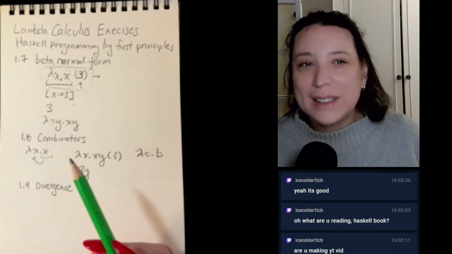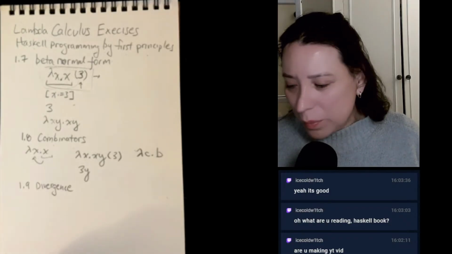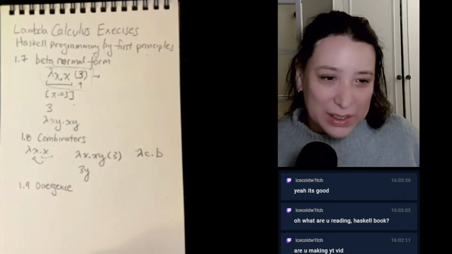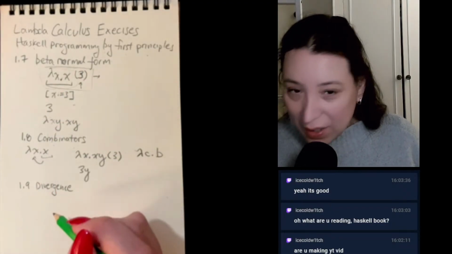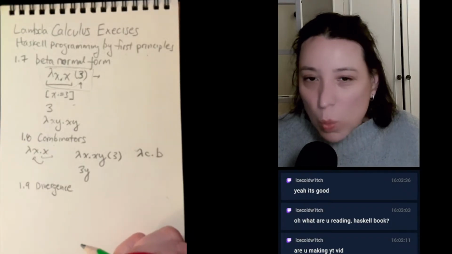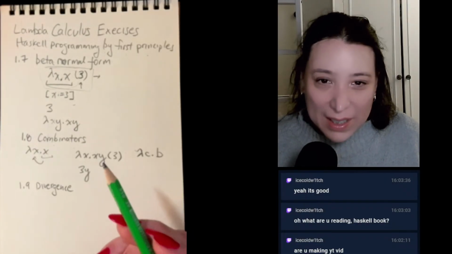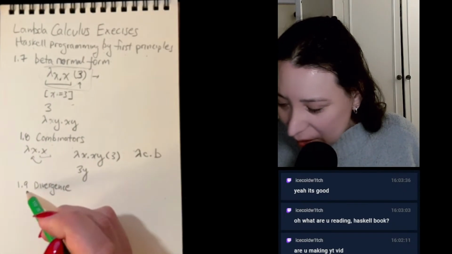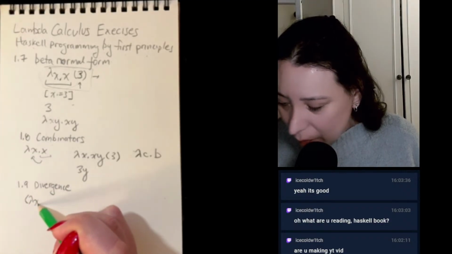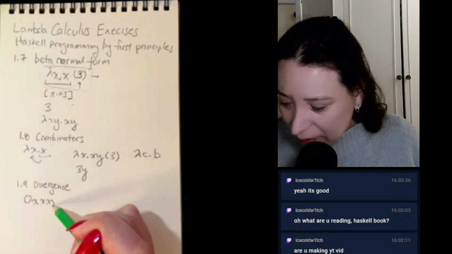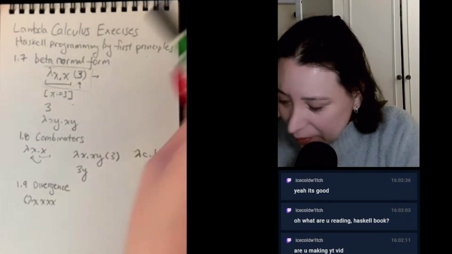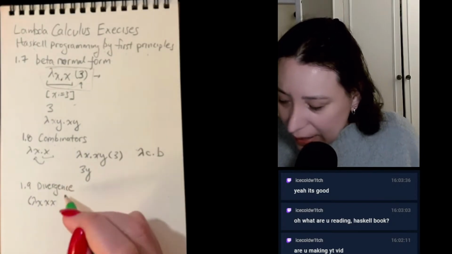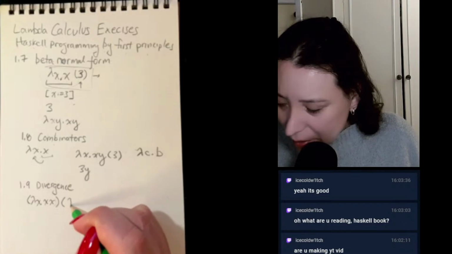All right, divergent means that as you try to reduce it into beta normal form, it doesn't actually reduce. So they have what's called omega. I don't know why it's called omega. It seems like a lot of these things have a name for them, but this is omega. X in the head, and we have 3 x's. No, 2 x's, sorry. We only need 2 to diverge.